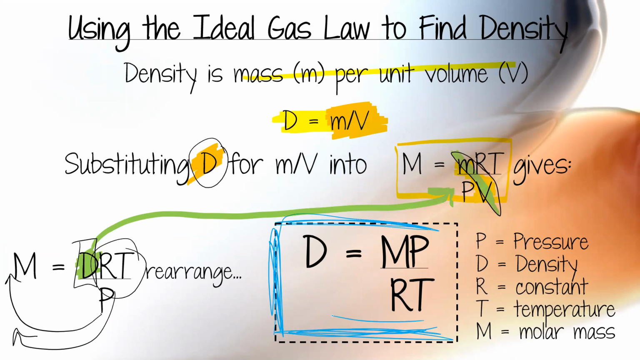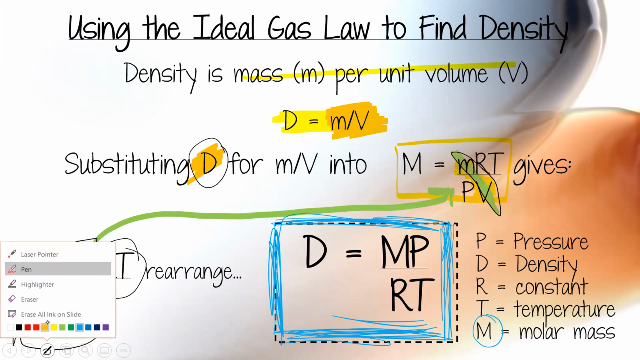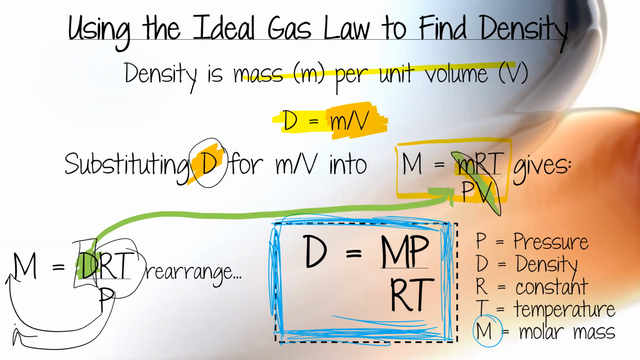Density D is equal to capital M, molar mass, times P pressure, divided by R the constant, and T temperature. If you did not follow me up until this point, at least know this equation. 3 equations you have to know. PV equals nRT, the original, to solve for molar mass. Capital M equals lowercase m RT divided by PV. And then this one, D density, is equal to capital MP divided by RT. We're just using different equations that are derived from the ideal gas law equation.